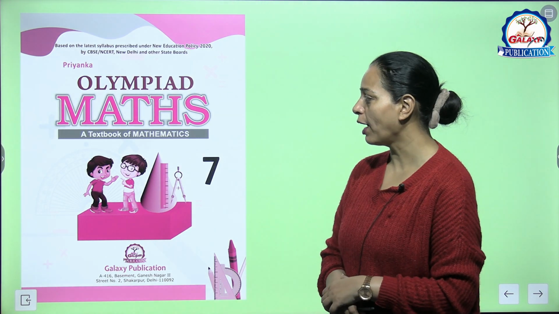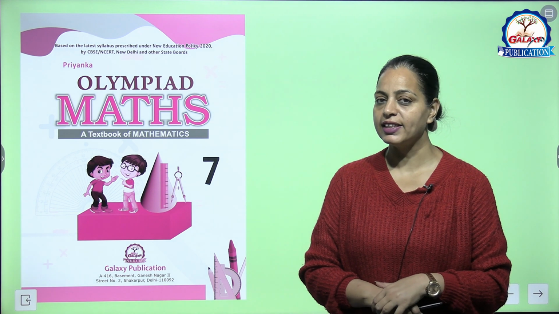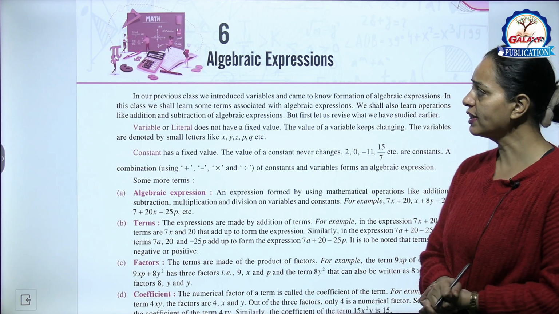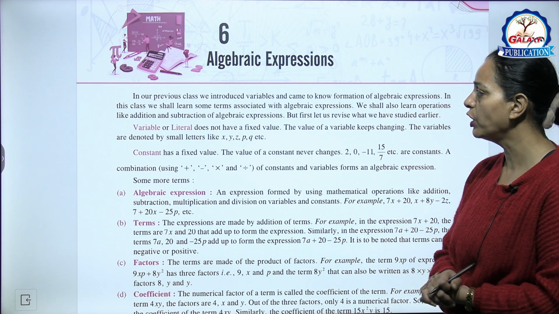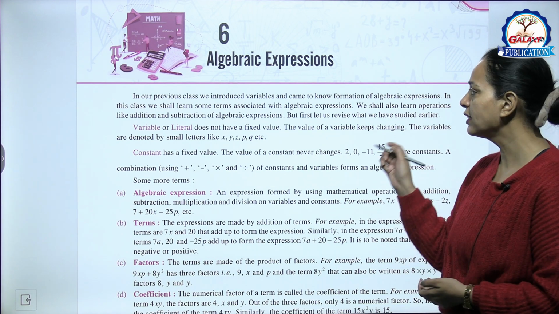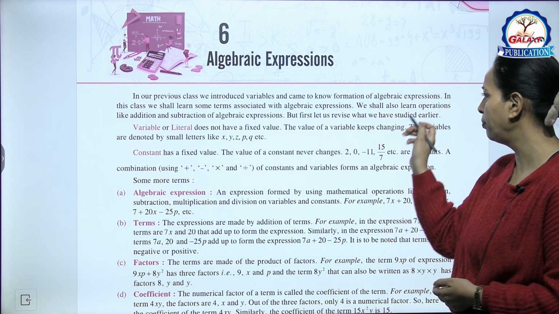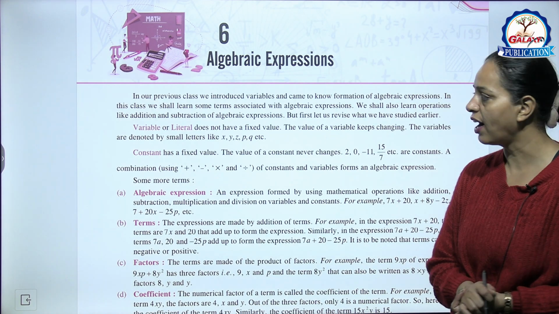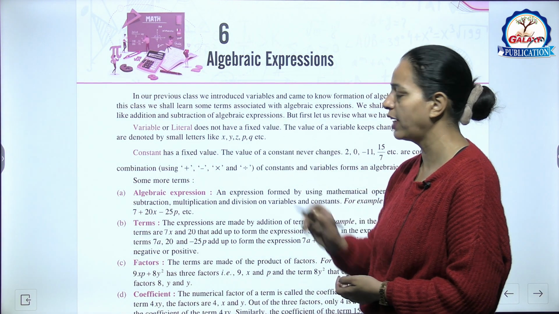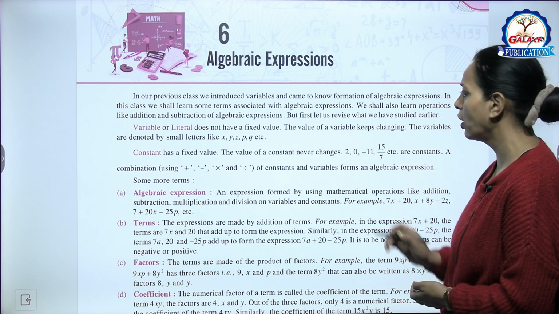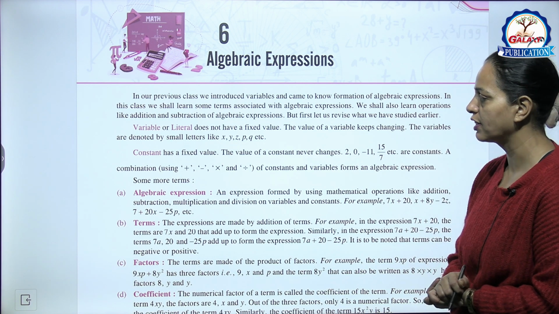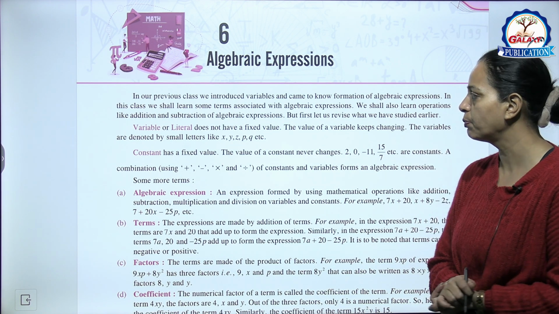We are doing Olympiad Maths Class 7 by Galaxy Publication. Now let's start chapter 6, Algebraic Expressions. In our previous class we introduced variables and came to know formation of algebraic expressions. In this class we shall learn some terms associated with algebraic expressions. We shall also learn operations like addition and subtraction of algebraic expressions.